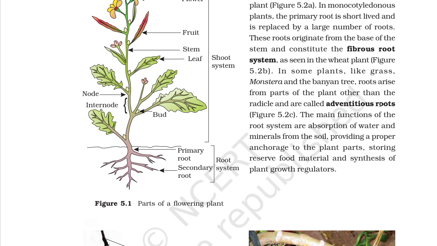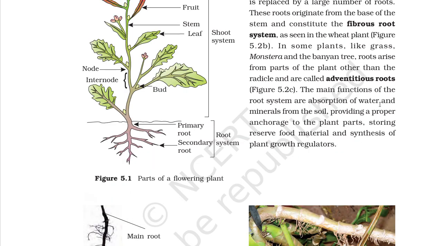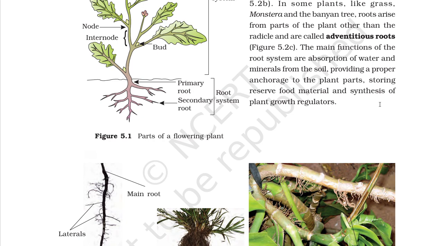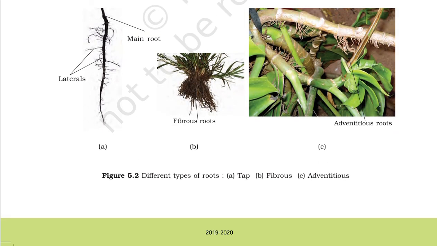In some plants like grass, monstera, and the banyan tree, roots arise from parts of the plant other than the radicle and are called adventitious roots. The main functions of the root system are absorption of water and minerals from the soil, providing proper anchorage to the plant parts, storing reserve food material, and synthesis of plant growth regulators.